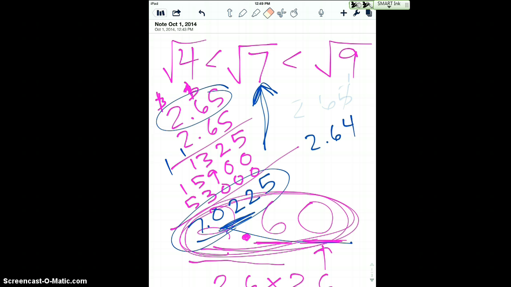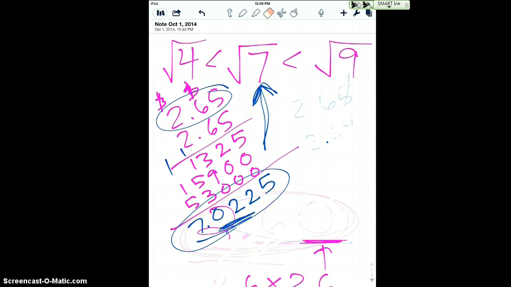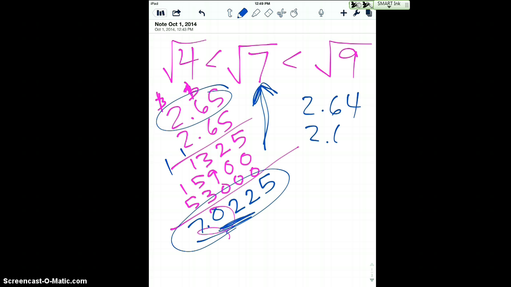So I'm going to take 2.64 times 2.64 and see if I happen to get closer. If not, then I've just proved to myself that 2.65 is the closest I'm going to get. So go ahead and pause the video if you need to, and again, I'm going to stop talking. And I'm going to multiply.